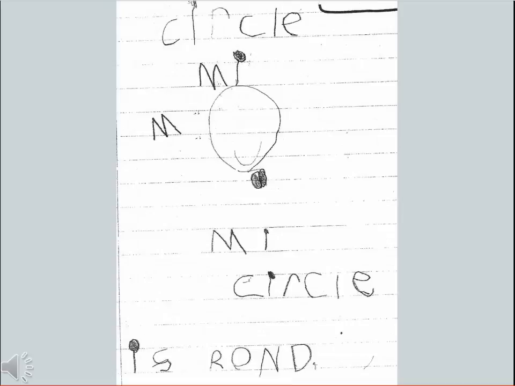Here's another example at the same stage. The child's drawn a circle and has labeled it clearly circle, and if it only was that, it would be stage 2 of emerging literacy, which is word writing or labeling. But instead, this child has added a description. "My circle is round," a single sentence that describes what the child has done. And that elevates this to the emerging literacy phase, stage 3.